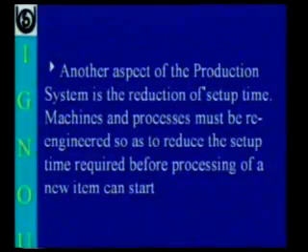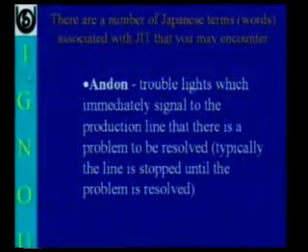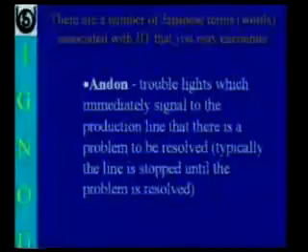Another aspect of this production system is the reduction of setup time. Machines and processes must be re-engineered so as to reduce the setup time required before the processing of a new item can be started. Now there are some terms which are frequently used in JIT philosophy. First, the Andon is a trouble light. In case there is trouble, the worker puts on that light, called the Andon light, so that maintenance people will come and sort out the problem.